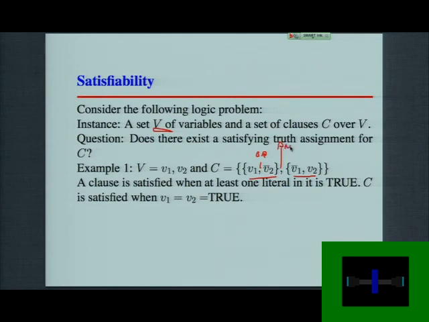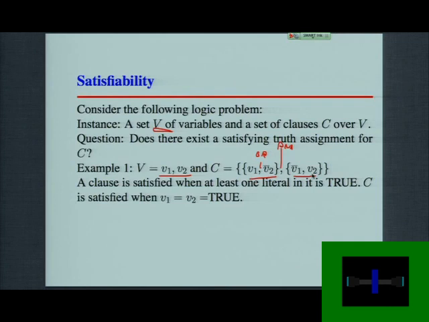Okay? Let me write that out there. And. Okay? And what is this saying? This particular input says we have two Boolean variables, v1 and v2, and a logic formula of the form v1 or not v2 and not v1 or v2.